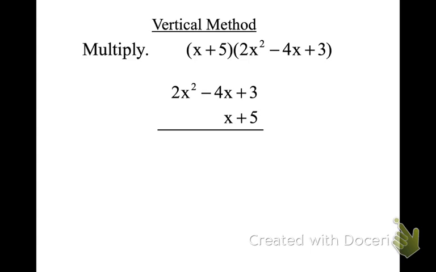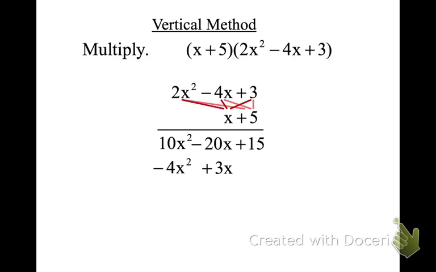So I'm doing 5 times 3. Let's see if they're going to start with 5 times 3 is 15. Place it down. 5 times 4x is negative 20x. 5 times 2x is 10x squared. And then I'm going to do x times 3 is 3x. I'm going over here, and I line it up under my x's, doing x times negative 4x is negative 4x squared, and x times 2x squared is 2x to the third.